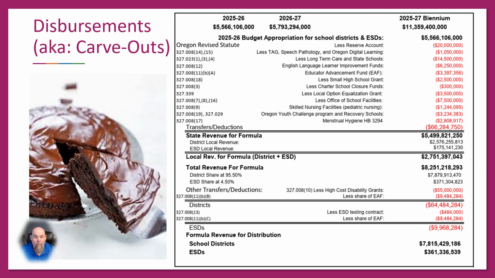We then add in the local revenue for districts and ESDs, and we get the total revenue for formula. That total is divided 95.5% to districts and 4.5% to ESDs. There are a few carve-outs that are specific to districts and ESDs. So after we deduct those, we get the formula revenue for distribution for both districts and ESDs.